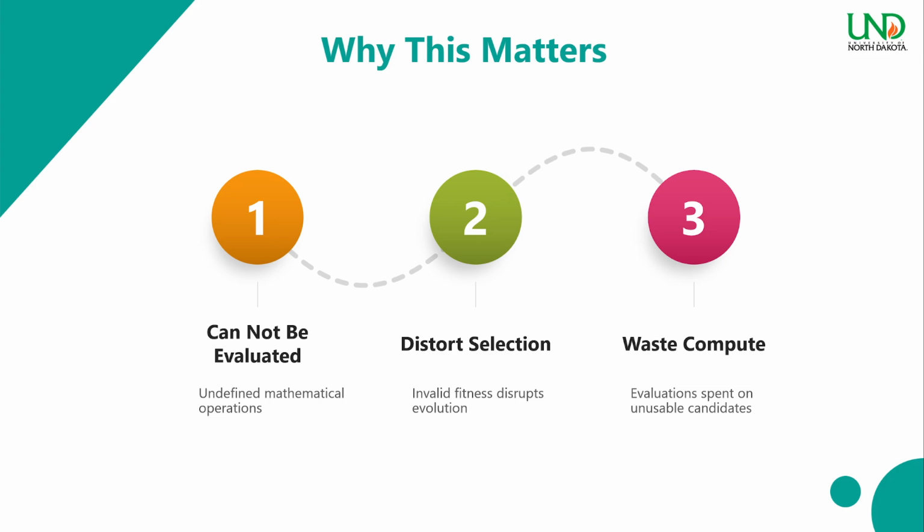So why does this matter? First, some expressions simply can't be evaluated at all. If you take the log of a negative number or divide by something near zero, the result becomes undefined. Second, this starts to distort the selection process itself. Invalid candidates don't behave like normal solutions, so they interfere with how the algorithm decides what to keep and what to discard. And third, and probably most importantly, it wastes computation. The algorithm still spends time generating and then attempting to evaluate these expressions, even though they never contribute to a solution. The search process is effectively spending part of its time exploring regions that never produce valid results.